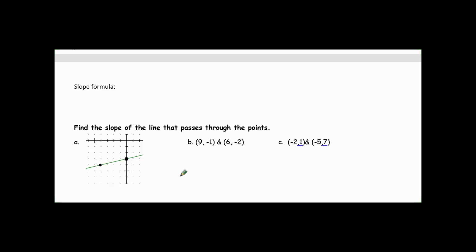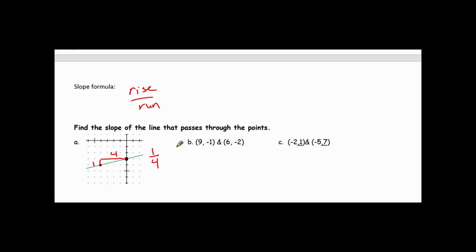Alright, so slope. I mentioned it earlier as rise over run. It's easiest if you get a picture. So for A, if we go from this point to this point, it doesn't matter which order we go in, but you usually want to go from left to right. It goes up 1, so it's rising 1, and it's running 1, 2, 3, 4. So this slope would be 1 over 4.